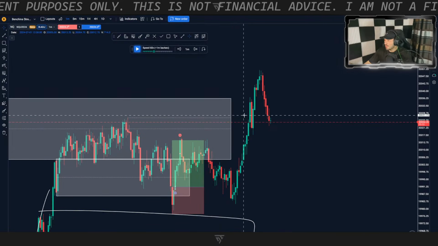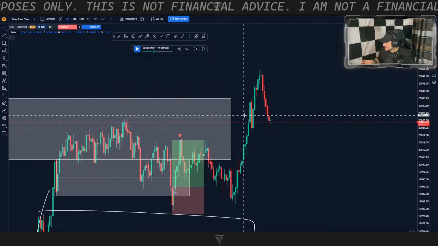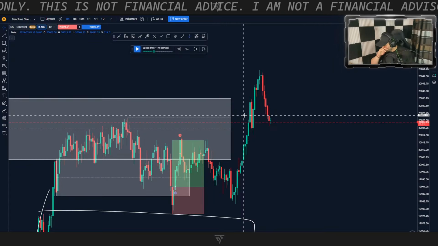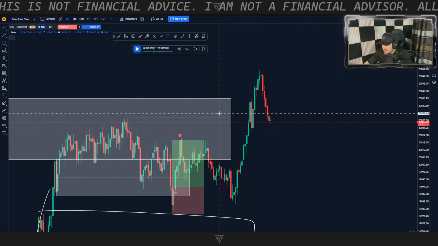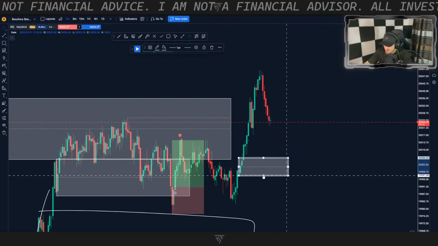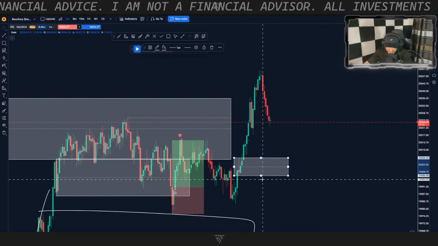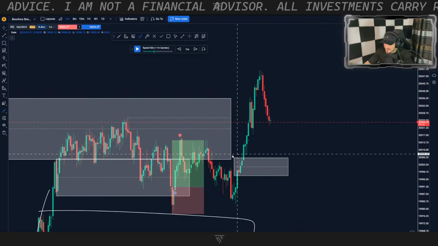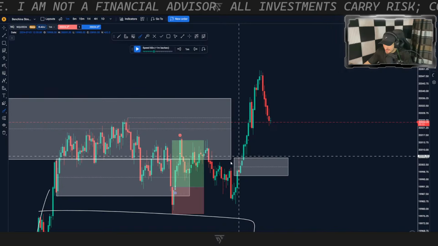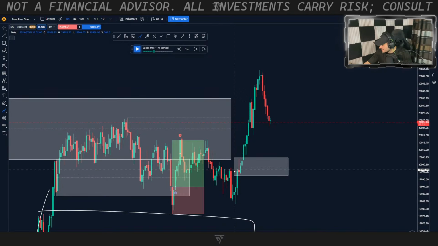So currently, where do you think the SNDR is? Where do you think the SNDR is here? Because I know a lot of people can say the fractal, but the only thing that I see here is this hidden SND. Now, why this? Because this is the last red candle.